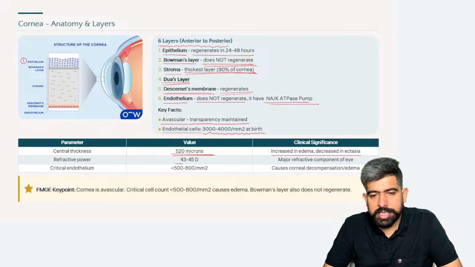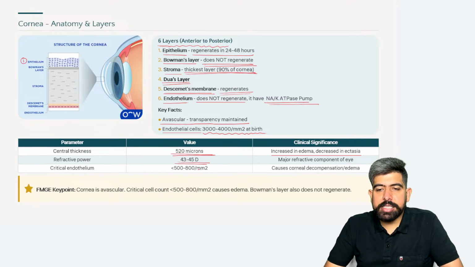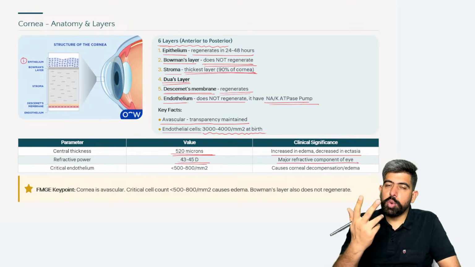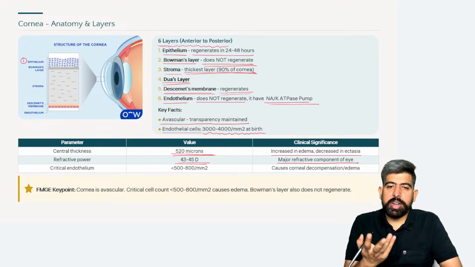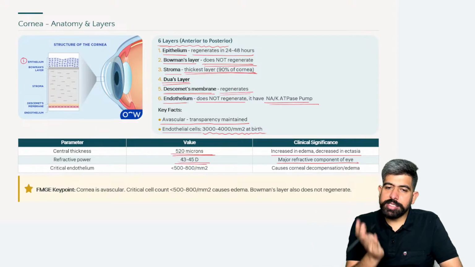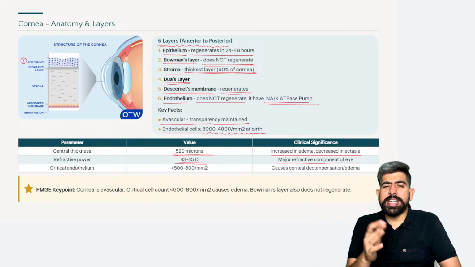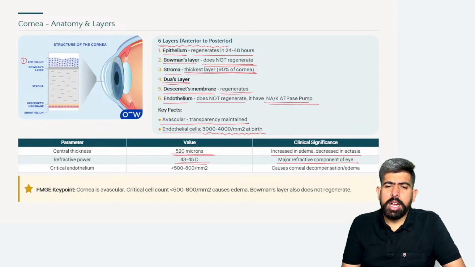The refractive power of the cornea is 43 to 45 diopter, and this is the major refractive component of the eye. Please remember, it is the major refractive component. There are two components of refractive power. What are those two? We have the cornea and the lens. The major one is the cornea, 43 to 44 diopter. The rest, 16 to 17 diopter, is done by the lens.